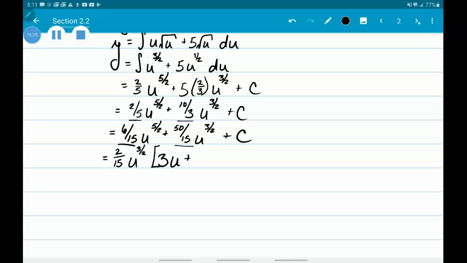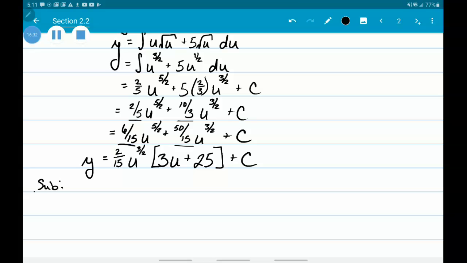Now, if we pull 2/15 out of 50/15, that's going to leave us with just a 25. And notice we pulled out all of the u's. So now we have this answer in terms of u, but remember we started with x's, so we really need to get back to x's.